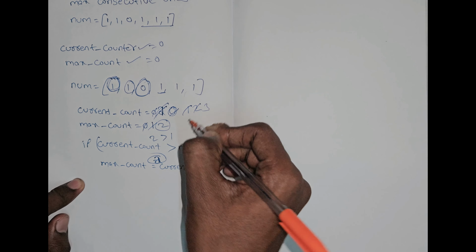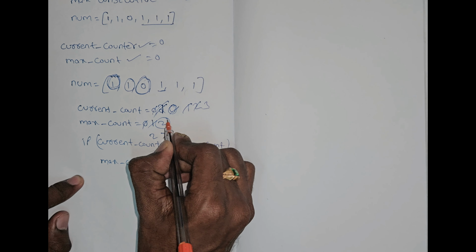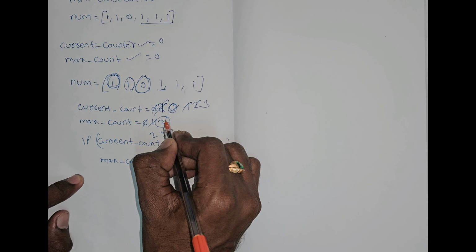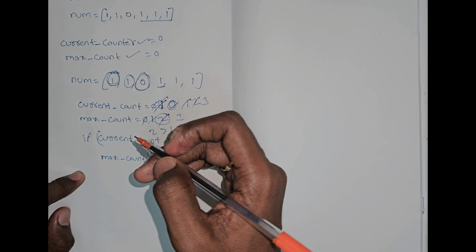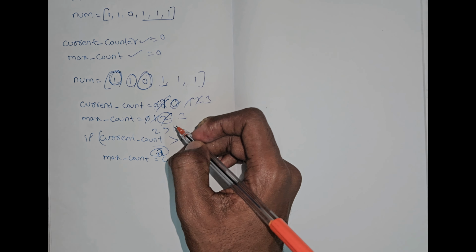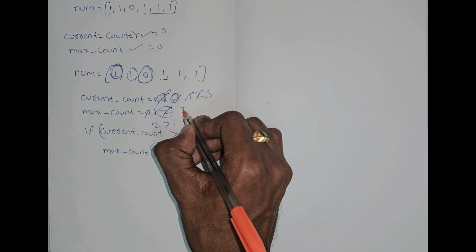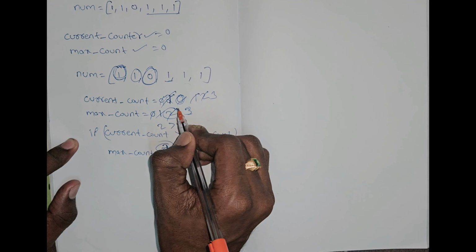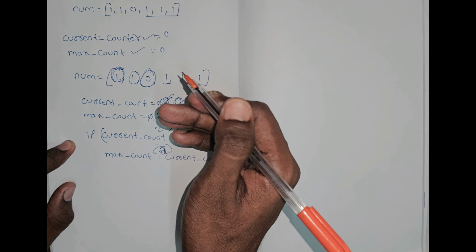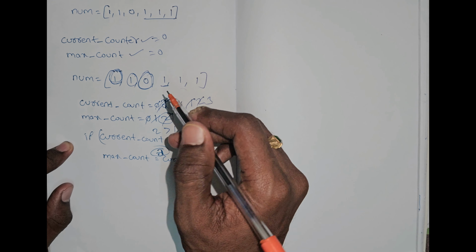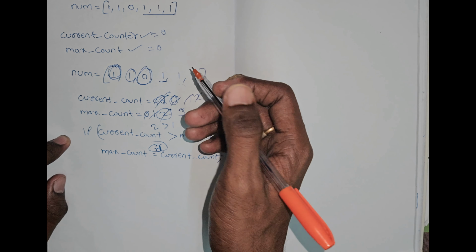Current count becomes 3. Now we check, is 3 greater than max count? Yes, so we update our max count to 3. Here we reached the end of the array. The final number is our max. So our answer is 3. That's the entire logic. Loop through, count the ones and reset on zeros, all while keeping an eye on the all-time record. Now let's see how this looks in C.